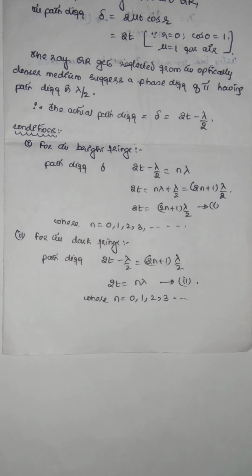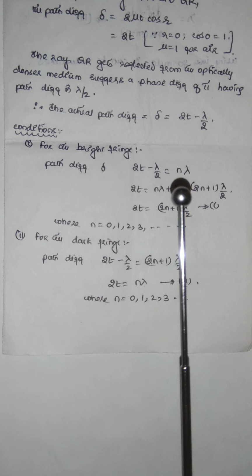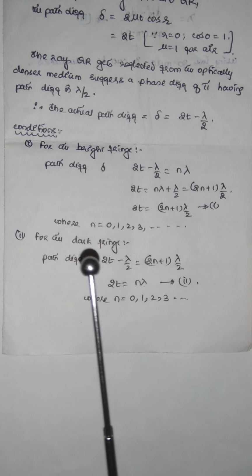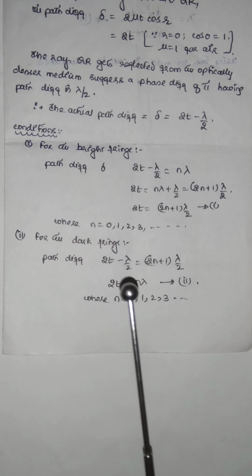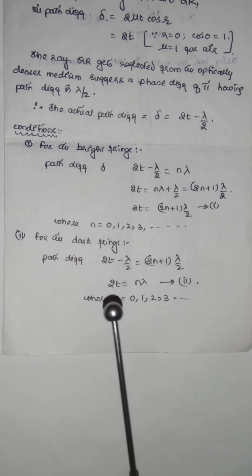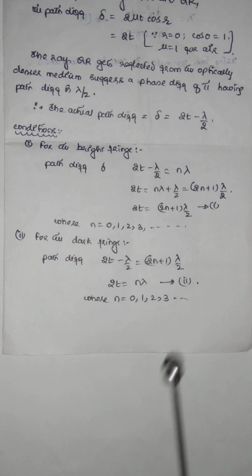For the bright fringe, the path difference is given by 2t minus lambda by 2 is equal to n lambda, or 2t is equal to (2n plus 1) lambda by 2, where n is equal to 0, 1, 2, 3, etc. For the dark fringe, the path difference 2t minus lambda by 2 is equal to (2n plus 1) lambda by 2. On simplification, 2t is equal to n lambda, where n is equal to 0, 1, 2, 3, etc.